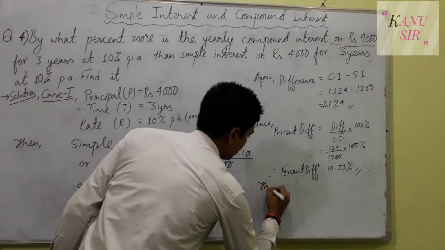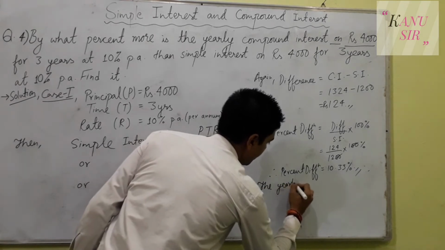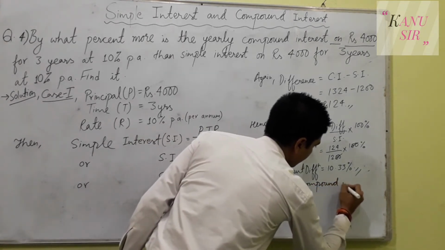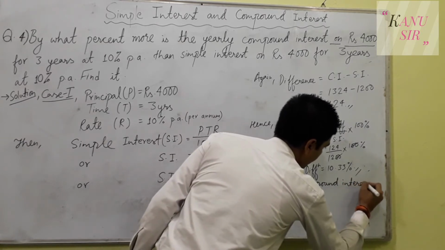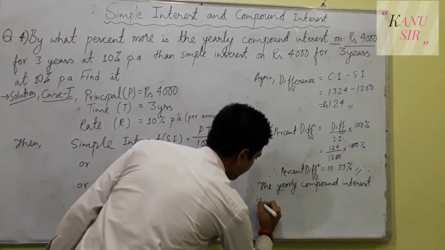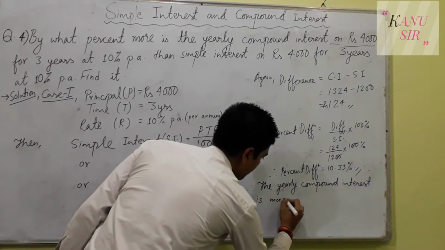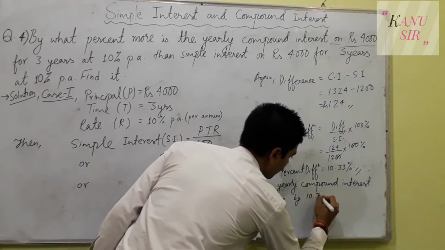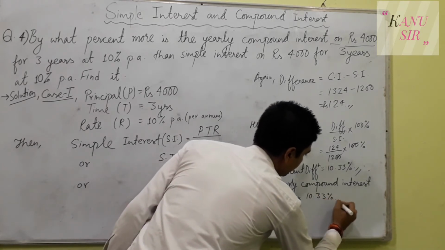So by what percent more is the yearly compound interest? Therefore, the yearly compound interest is more by 10.33 percentage.